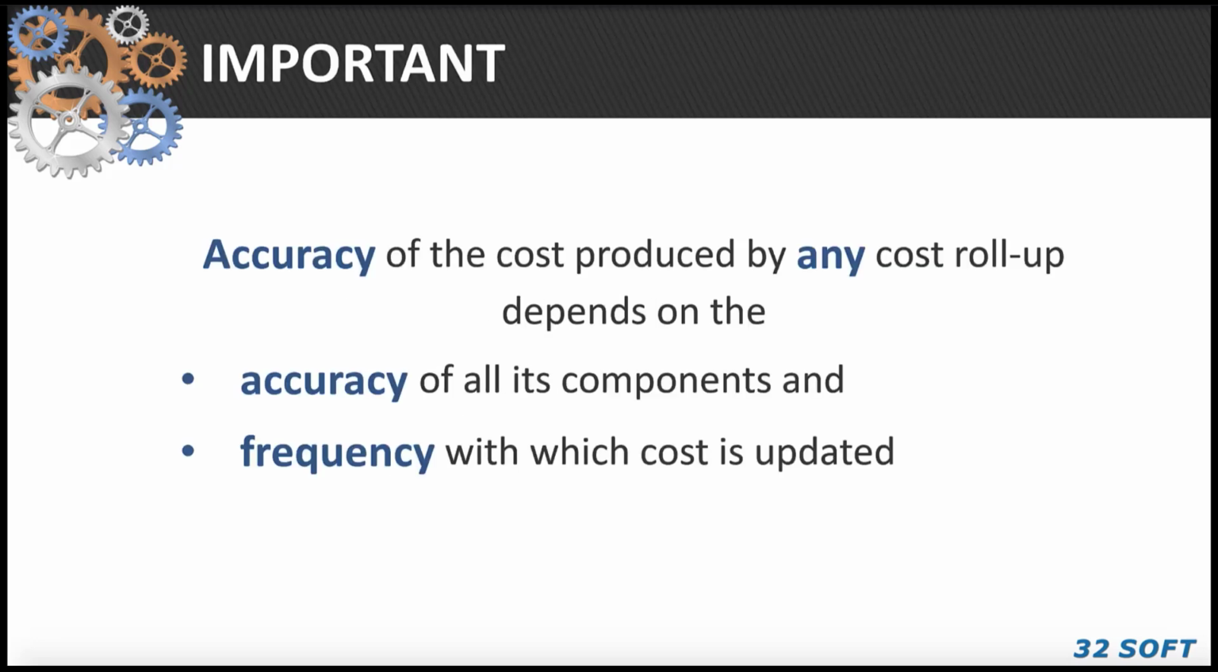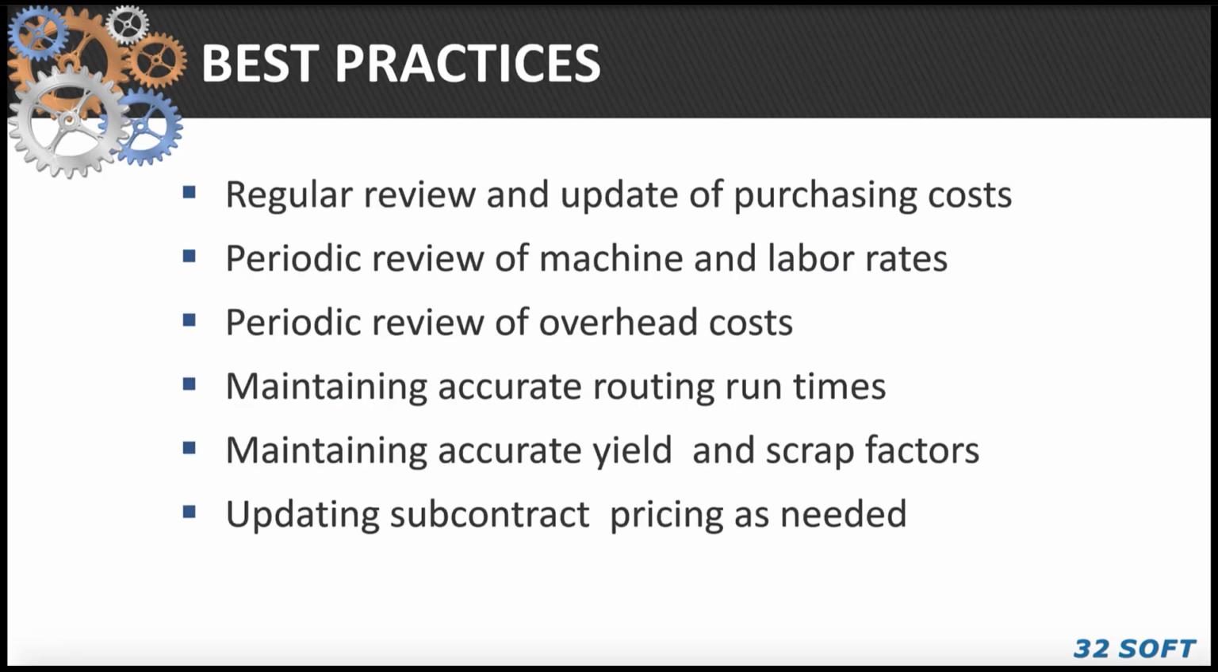On a closing note, I would like to reiterate that the accuracy of the cost produced by any cost rollup depends on the accuracy of all the components and frequency with which cost is updated. The best practices in manufacturing product costing include regularly reviewing and updating estimated cost for purchased items, periodically reviewing machine and labor rates and overhead costs, maintaining accurate routing runtimes, maintaining accurate yield and scrap factors, and updating subcontract pricing as needed.